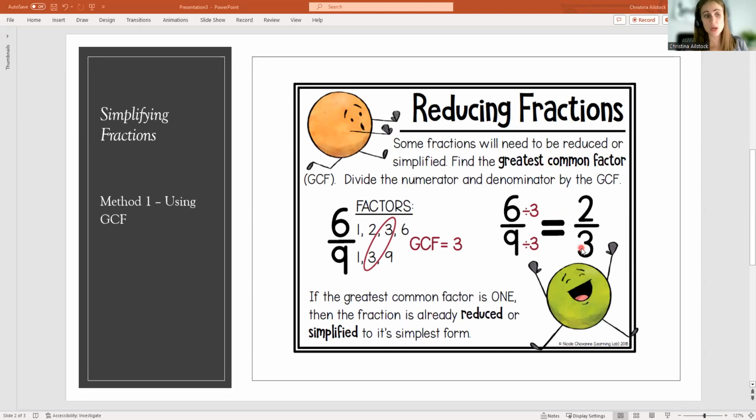fraction. The great thing behind this method is it does ensure that as long as you find the GCF and you're actually dividing by the greatest of those common factors, you only have to divide once, and then you are done. You have your simplified fraction.